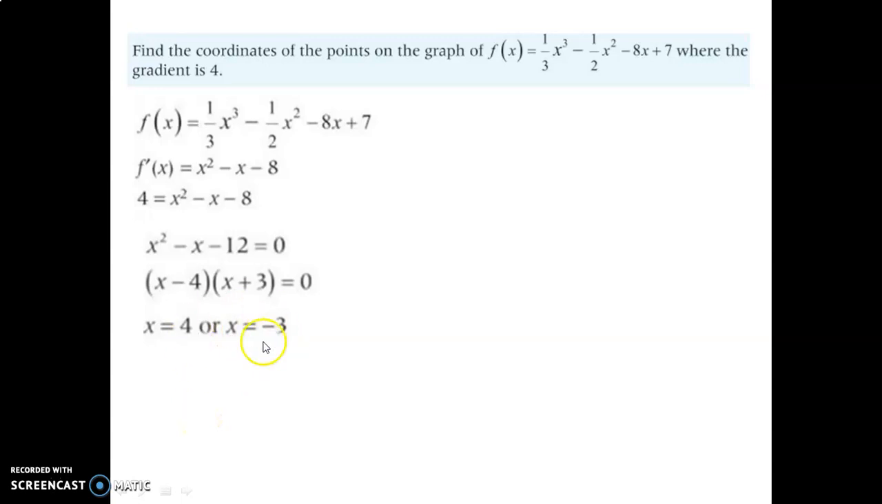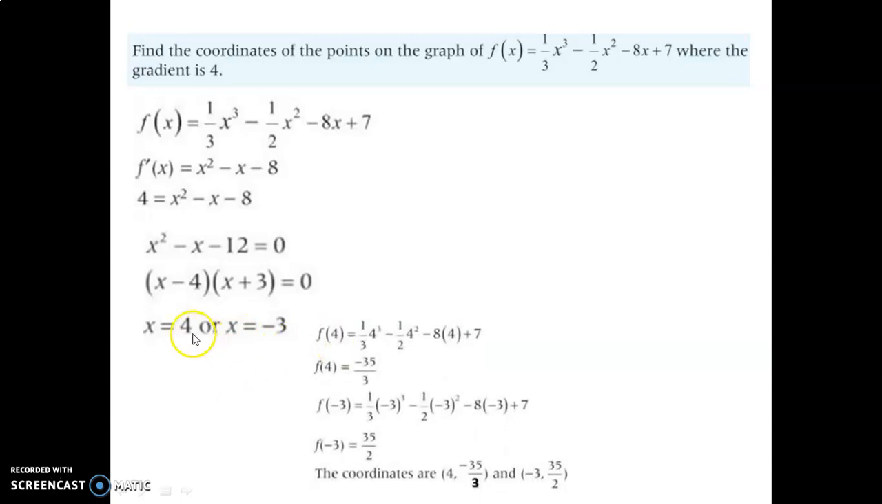So now those are not the coordinates though. Those are just the x values. The coordinate means give me the y value as well. So what's the y value? Well, the y value you find by putting each of those points into the original function. So I put 4 in the original, I put negative 3 in the original, I got those two y values, so now I have my full coordinates here.